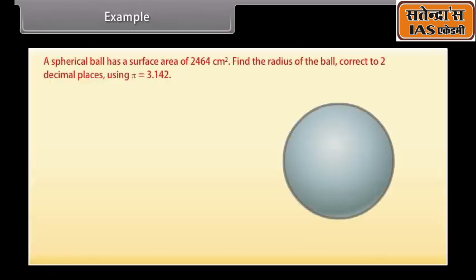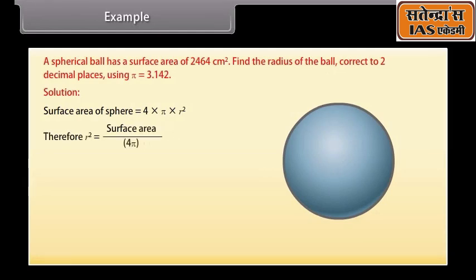Example: a spherical ball has a surface area of 2464 centimeters square. Find the radius of the ball, correct to two decimal places, using pi as 3.142. Solution: we know that surface area of a sphere is equal to 4 into pi into r square. In order to find r, we need to isolate it from the equation above. Therefore, r square is equal to surface area upon 4 pi. R square is equal to 2464 upon 4 into pi.